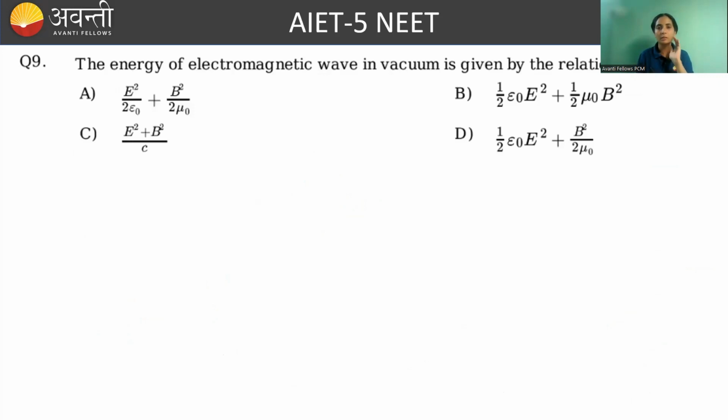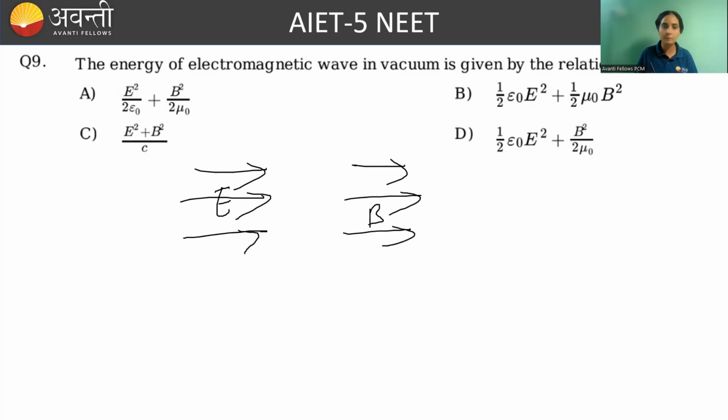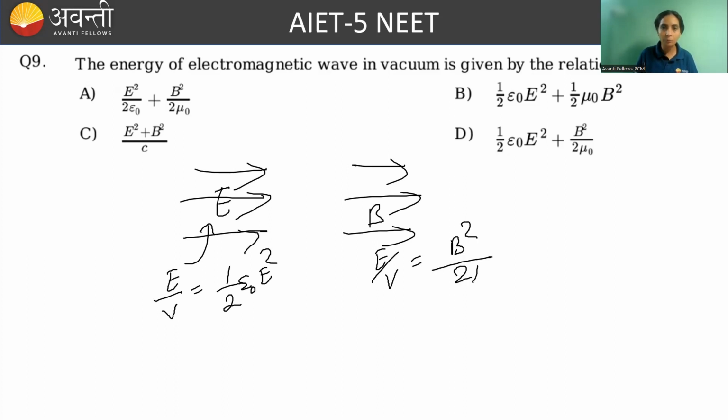And this question is just a recall thing, a formula-based question. If you remember the formula, you will be able to answer it. Energy of electromagnetic wave in vacuum is given by which relation? In electrostatics and magnetism, we have studied that if there is an electric field in a certain region, and also a magnetic field in a certain region, then in this region energy exists. Energy per unit volume in an electric field we write as half epsilon naught E square, and similarly energy per unit volume in a magnetic field we write as B square by 2 mu naught.